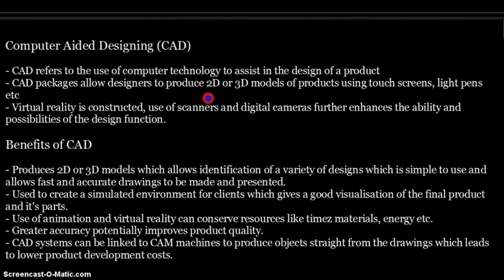Now, what sort of benefits do you think such technology will have, like making 3D, 2D models instead of just some paper blueprint? You're making actual 2D, 3D models for products, etc. So, what sort of benefits do they have? Well, producing a 2D or 3D model allows identification of a variety of designs, is simple to use, and allows fast and accurate drawings to be made and presented. So, a variety of designs can be identified with this, and it's very fast and accurate for making such drawings and presenting them to your investors, your potential shareholders, and your customers as well.